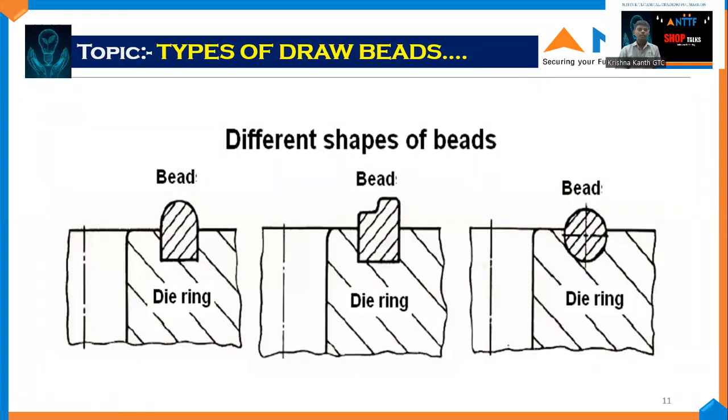Let us see what the different types of drawbits are. Here you can observe the three figures of the die plate. In the first figure, drawbit consists radius at the end. In the second figure, drawbit consists in stepped. In the third figure, drawbit is in round shape.